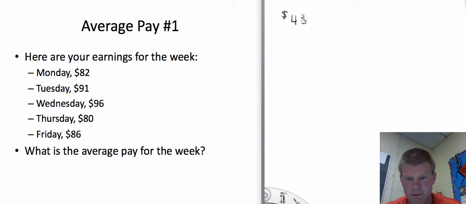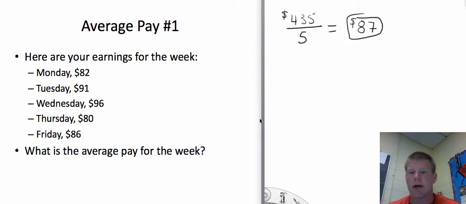When we do that, we get a total of $435. And we divide that by the total number of days that we worked, which is 5. That gives us a final answer of we averaged $87 per week. Very simple, very straightforward: adding these values together and then dividing by 5. If he only worked 4 days a week, this number would then be a 4. So this value is determined by how many times we work in this case.